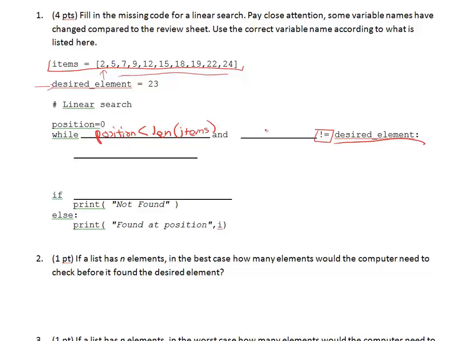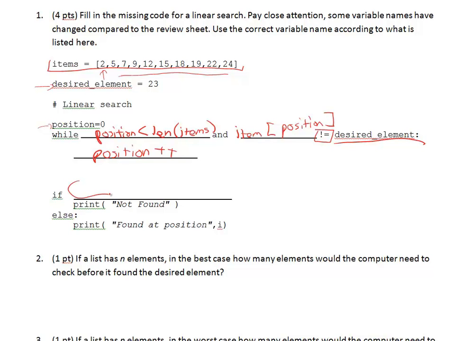Then in order to figure out the rest, let's see. What's not equal to desired element? The item out of my list. Which item out of my list? The item at the position I'm looking for, because here's the position right there. Alright, then what do I do once I have that and I want to go to the next position? Inside that while loop I just got position plus plus.